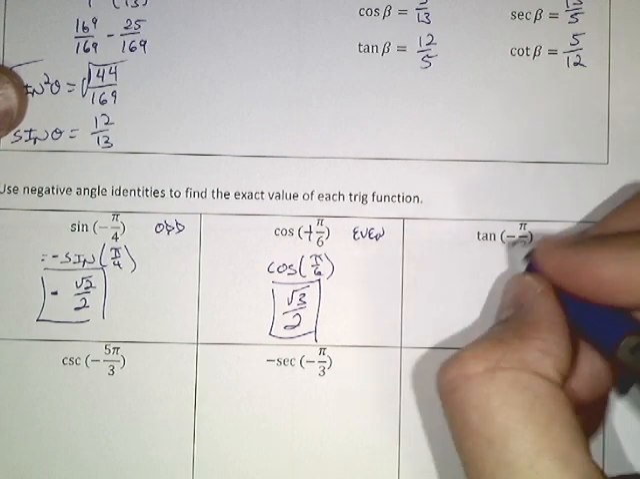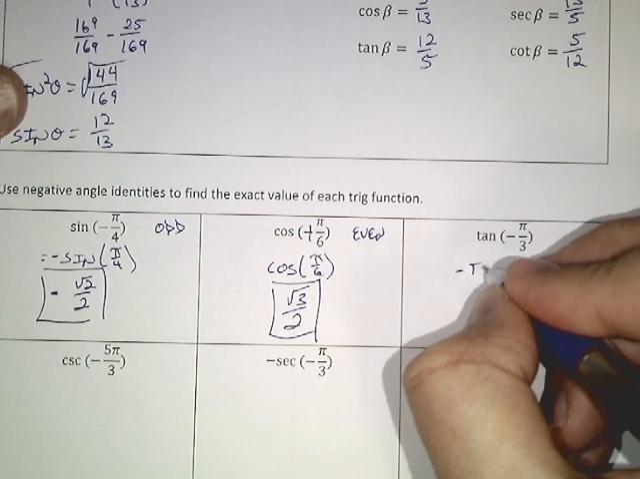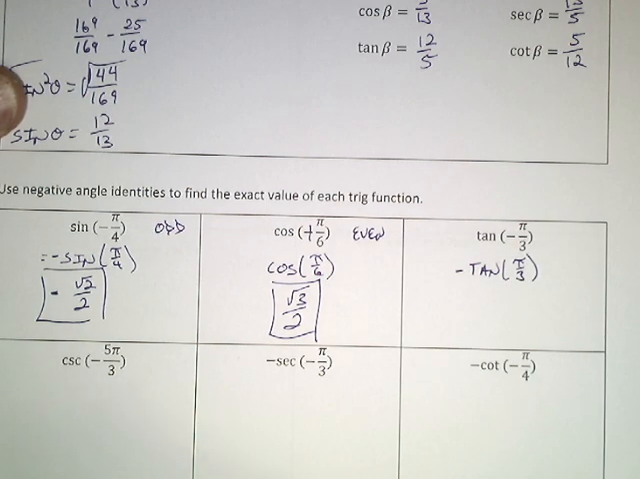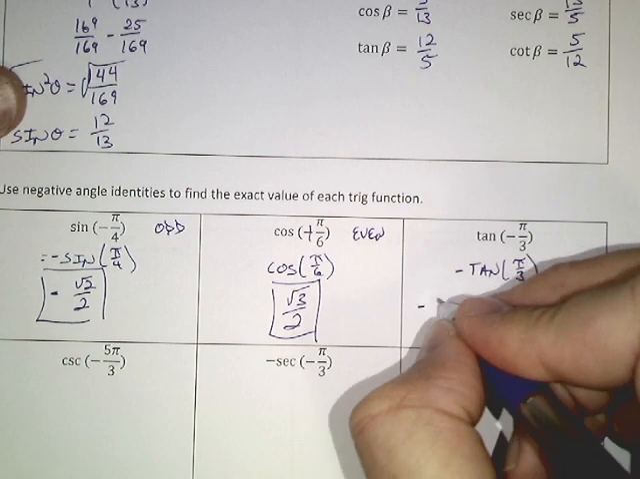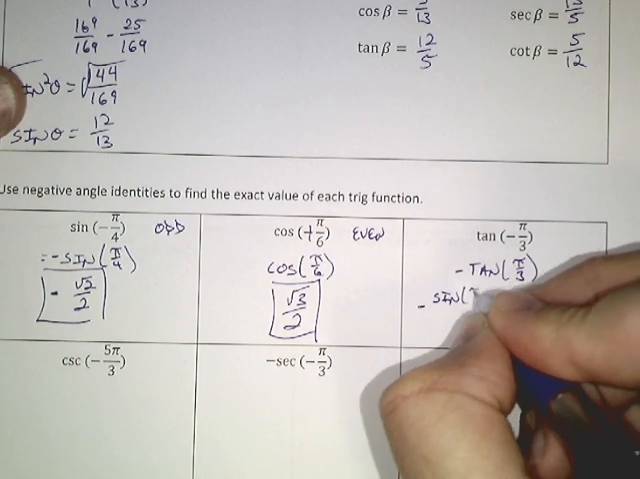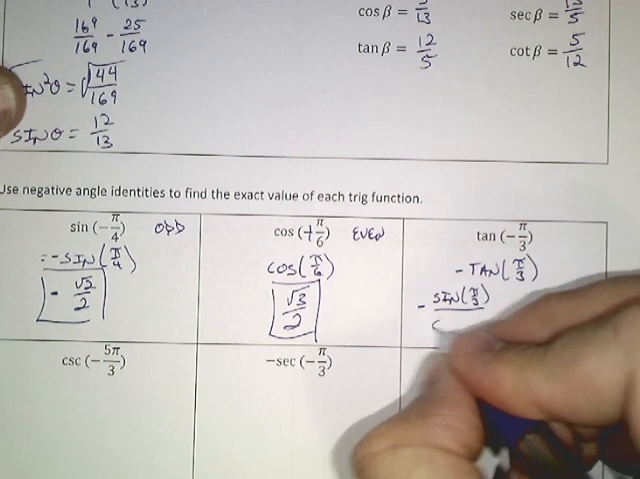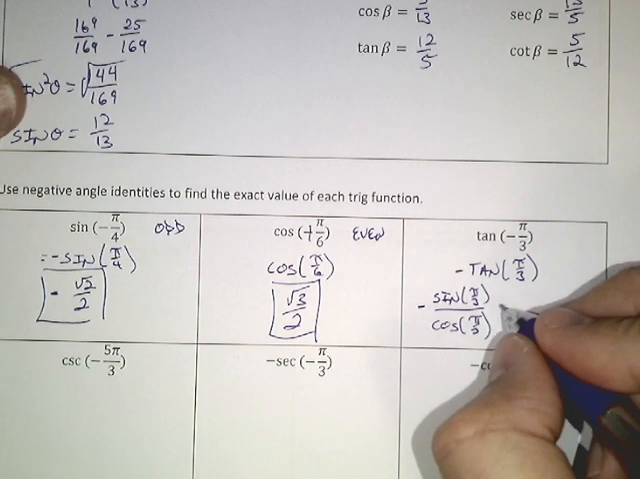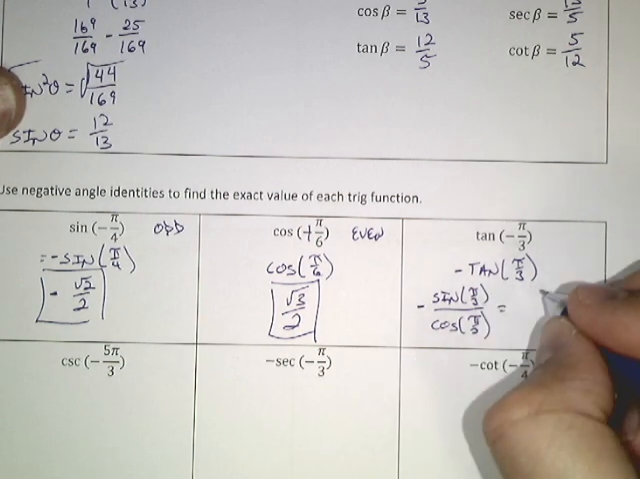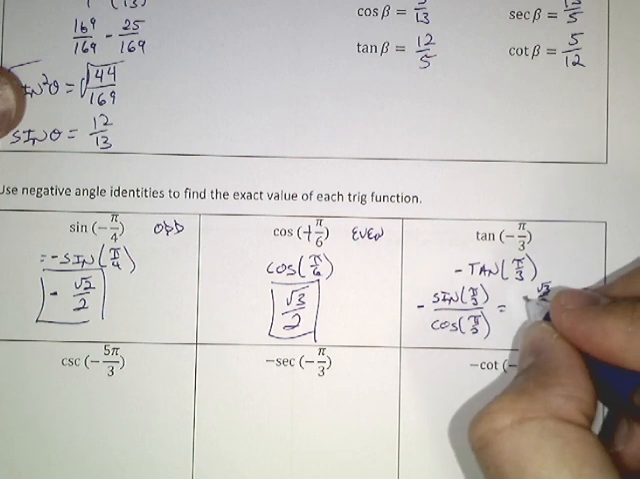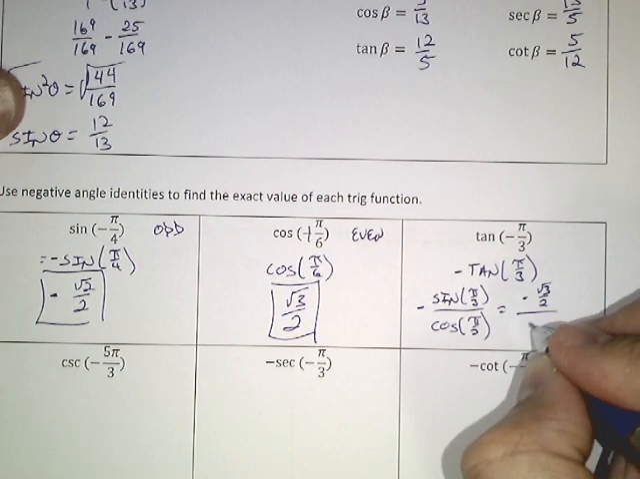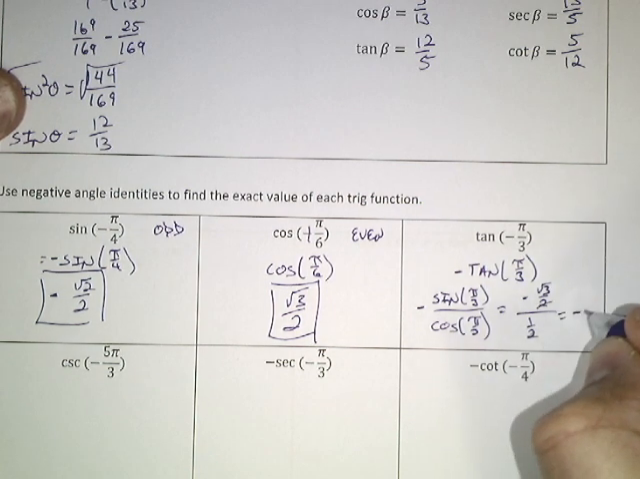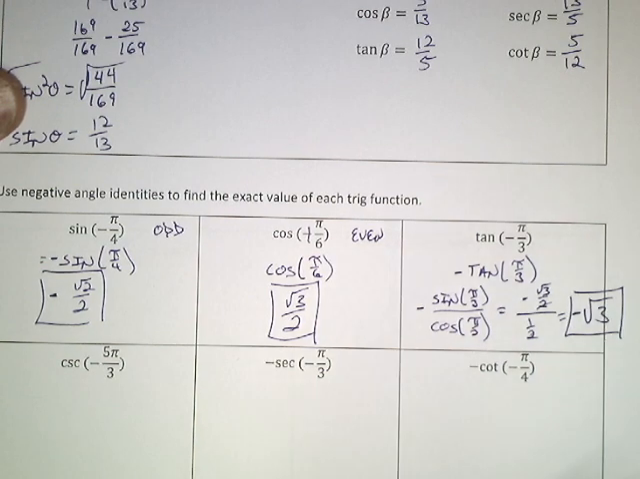Tangent is an odd function, so that would be negative tangent of pi over 3, which would be negative sine of pi over 3 divided by cosine of pi over 3. So sine, that's square root of 3 over 2 with a negative up front, and 1/2 there. The 2's cancel out, leaving the negative square root of 3.